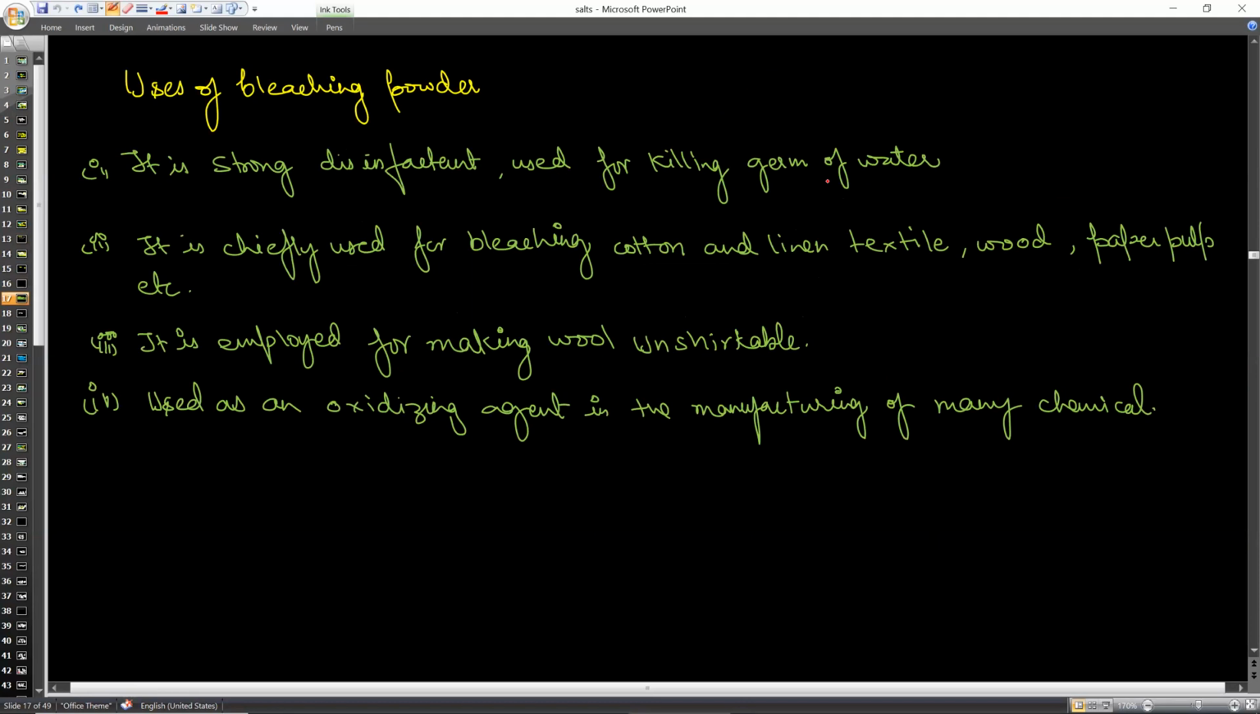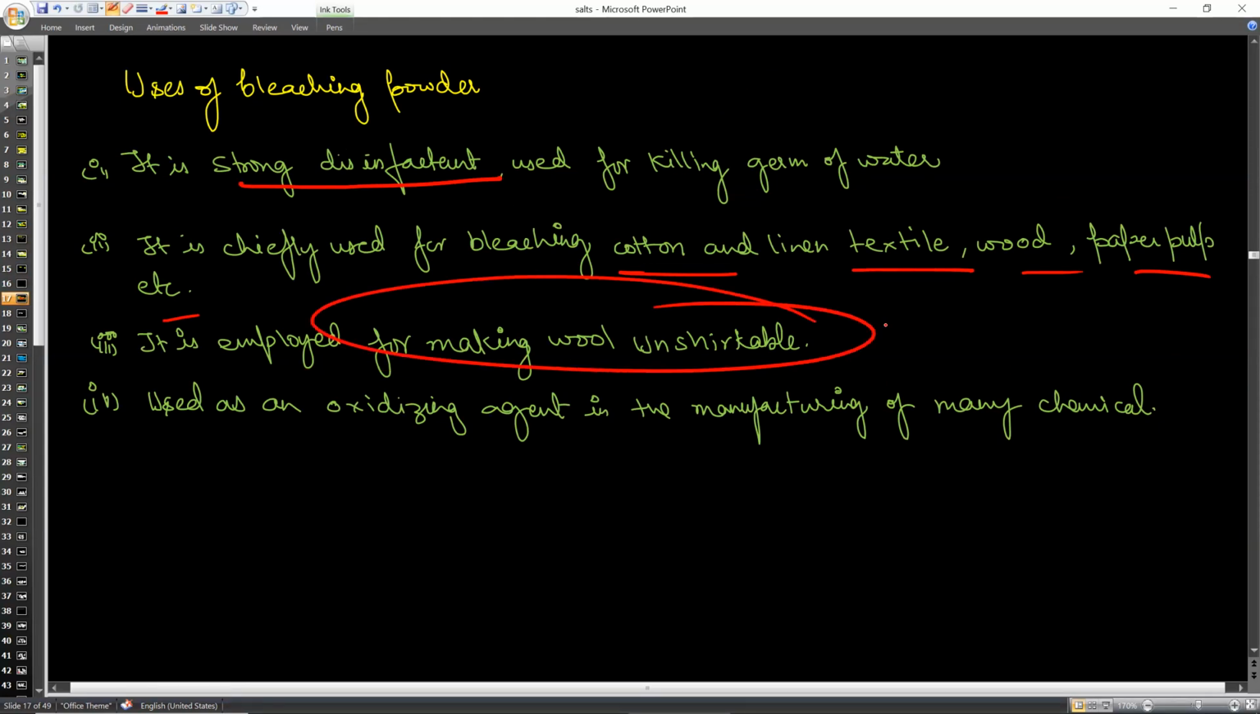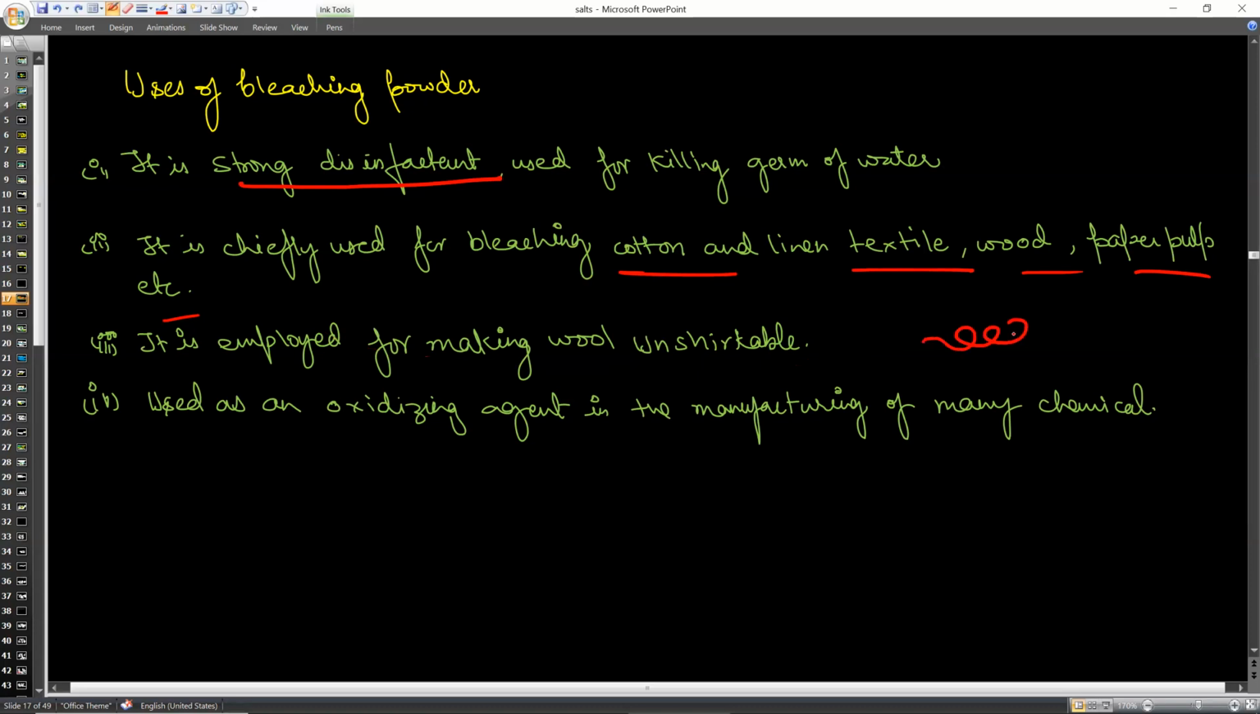The important thing is that bleaching powder is used as a strong disinfectant, means it is used for killing germs. It is chiefly used for bleaching cotton, textile, wood pulp, etc. It is also employed for making wool unshrinkable. Unshrinkable means it is used to make the wool not shrink. Got it?